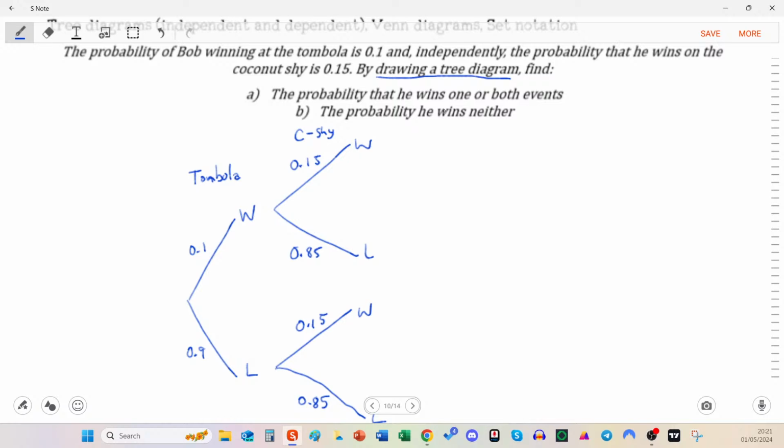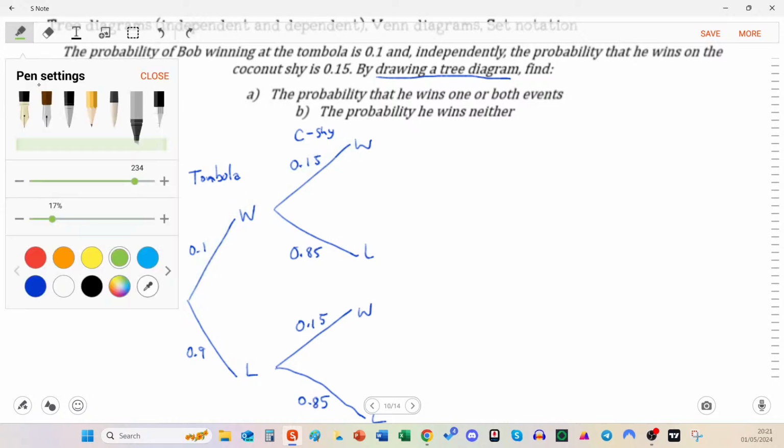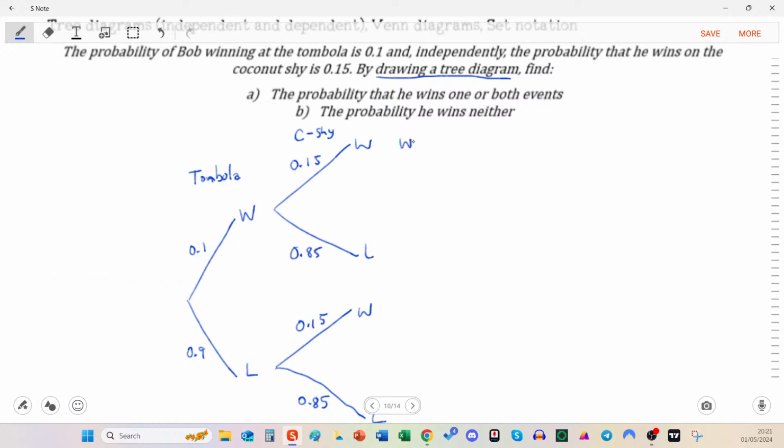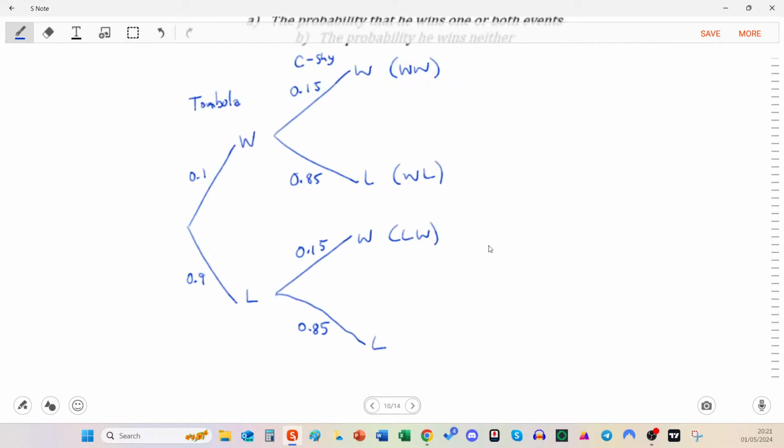We need to now find the probability he wins one or both events. My recommendation for tree diagrams, seriously, write your outcomes right now, before you've even read the question and what you have to do. Trace along the branch and think about each of the possible outcomes and write down WW. That was win-win. This one was a win, then lose. This one was a loss and then a win. And then this one is a loss.